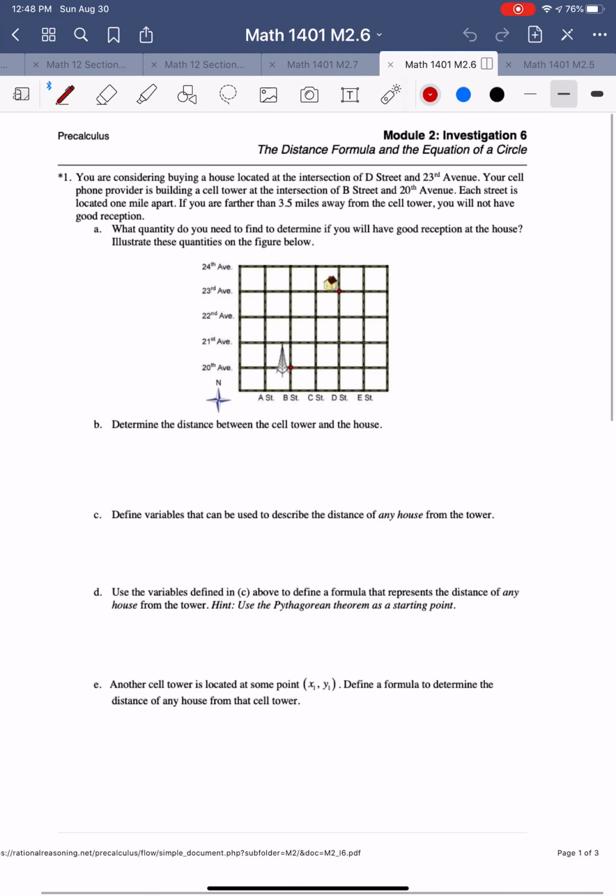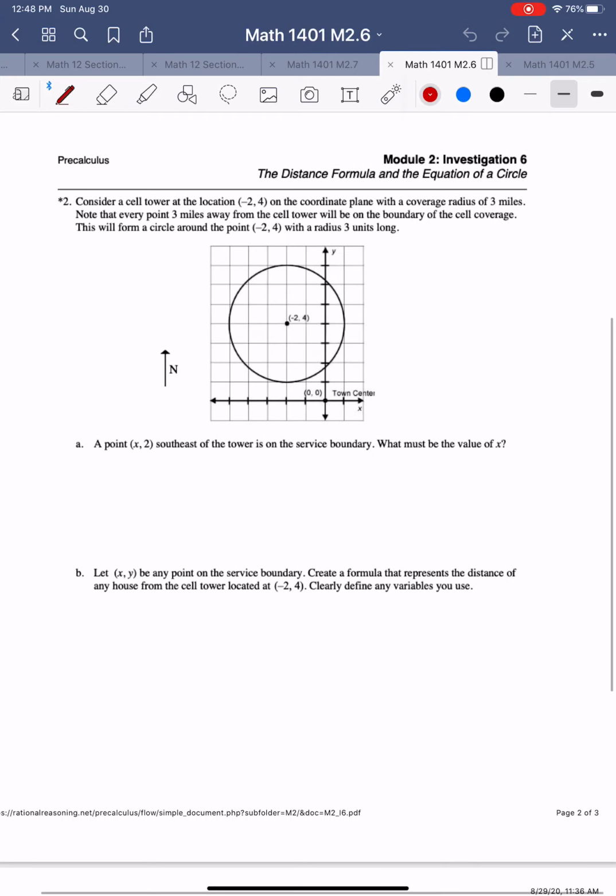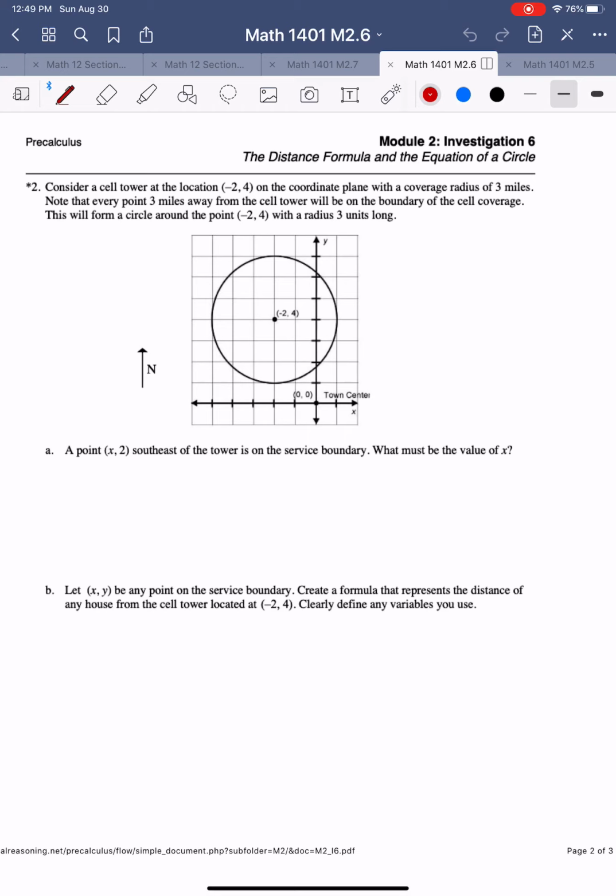So this is module 2 investigation 6, and this is about the distance formulas and the equation of the circle. Okay, so we're going to look at problem number 2. As you notice, there's a circle around the center of negative 2 and 4. Consider a cell tower at the location of negative 2 and 4 on the coordinate plane with a coverage radius of 3 miles. Note that every point 3 miles away from the cell tower will be on the boundary of the cell coverage. So it will form a circle around the point of negative 2 and 4 with a radius 3 units long.